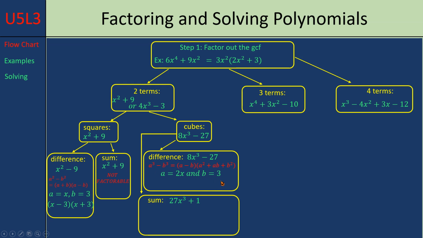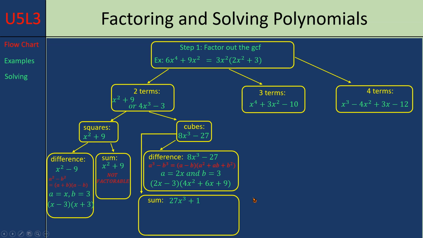And then you follow the formula, you get a minus b, right? So 2x minus 3. And then a squared is 4x squared. And then a times b is 2x times 3, which is 6x. And then b squared, which is 3 squared, which is 9.